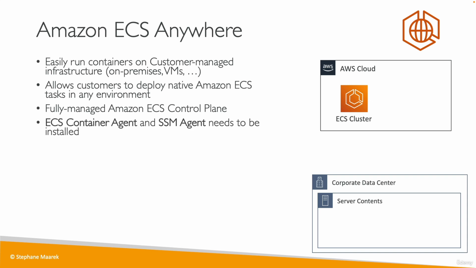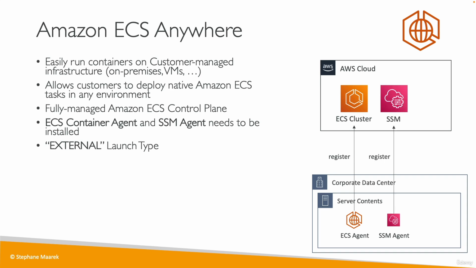So for this, we need to install the ECS container agent and the SSM agent on premises on our servers. And then we will specify the external launch type for our services and our tasks. And so therefore, the ECS agent will register with the ECS cluster. The SSM agent will register with the SSM service. And then from there, we can use the ECS service directly from the console on AWS to launch our containers.